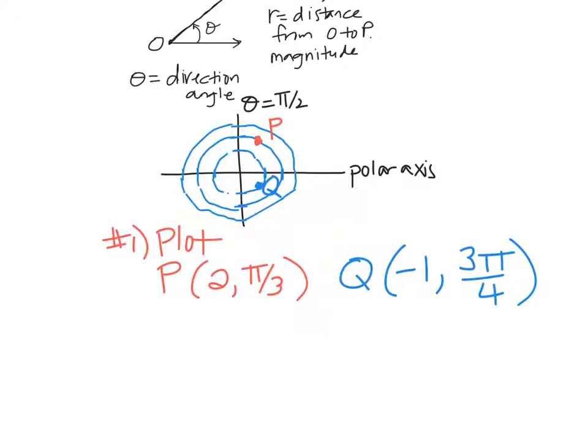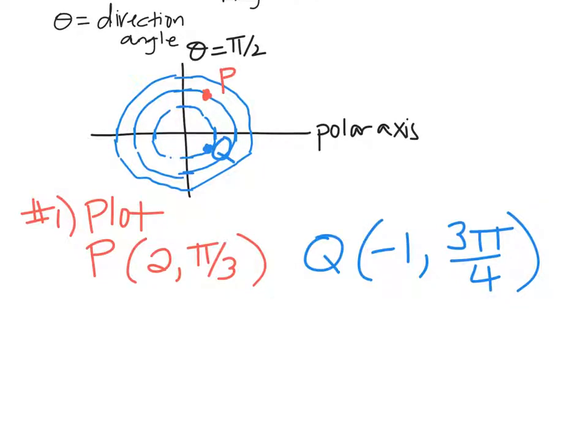That's Q. So you almost reflect it? Yes. Can you say that again? Yeah. So let's talk about the point (+1, 3 pi over 4). Okay?